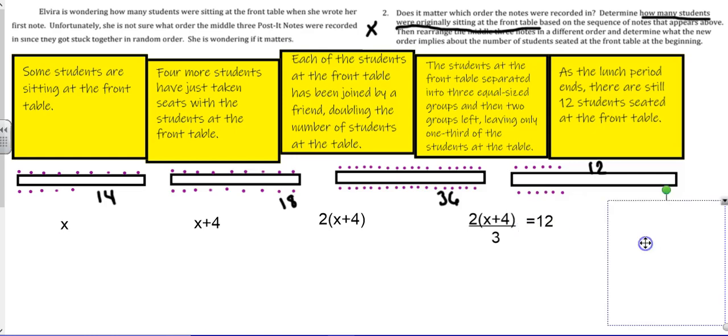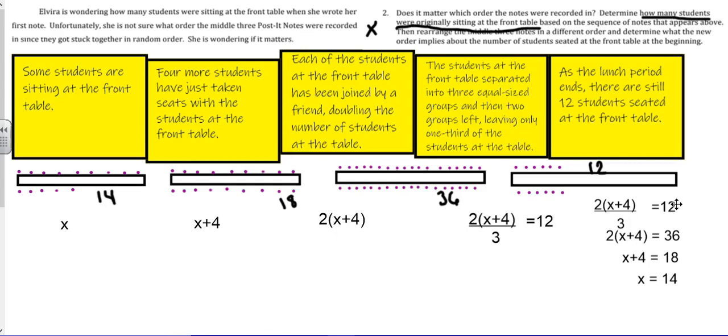So when we solved this equation, we started with multiplying by 3. So 2 times the quantity of x plus 4 equals 36. And then divide by 2 to get the 18. And then subtract 4, subtracting 4 on both sides of the equation to get 14.